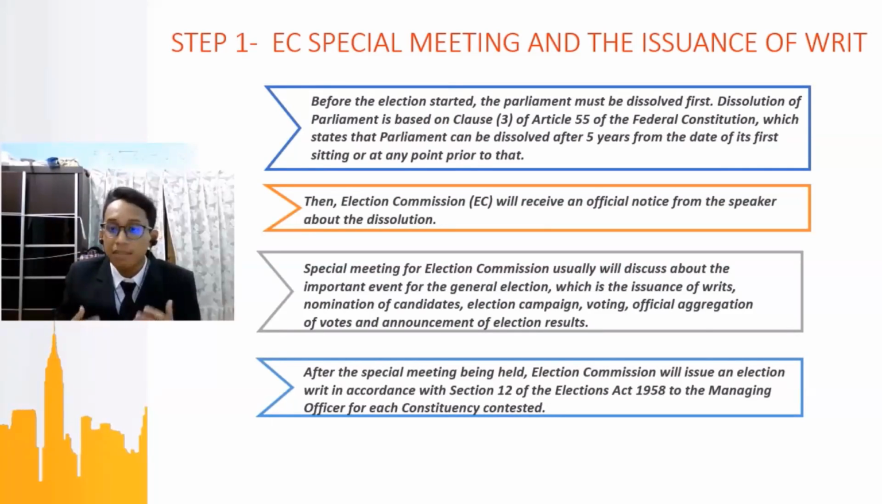After the special meeting being held, Election Commission will issue an election writ in accordance with Section 12 of the Election Act 1958 to the returning officer of each constituency contested. A writ of election is a document that orders an election to be held. Election writ is important to inform the responsible officer of the important things of the election so they can start their work and make sure the election can be run smoothly. After the issuance of the election writ, an election notice will be gazetted and displayed in public locations for the public to review.